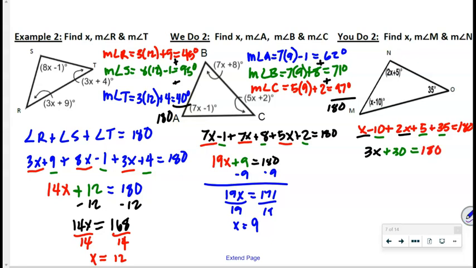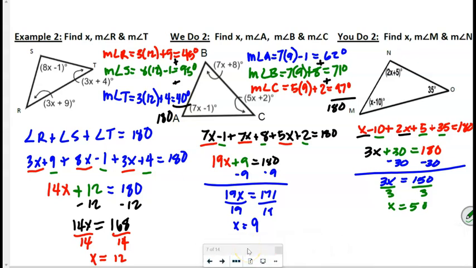So we're going to subtract the 30 from both sides. So that's going to give us 3x equals 150. How many times does 3 go into 150? 50 times, right? x equals 50.